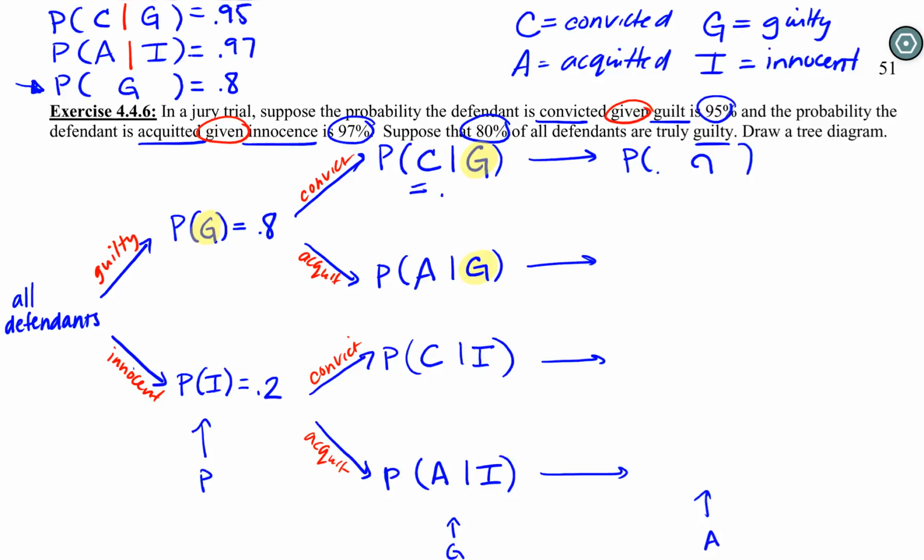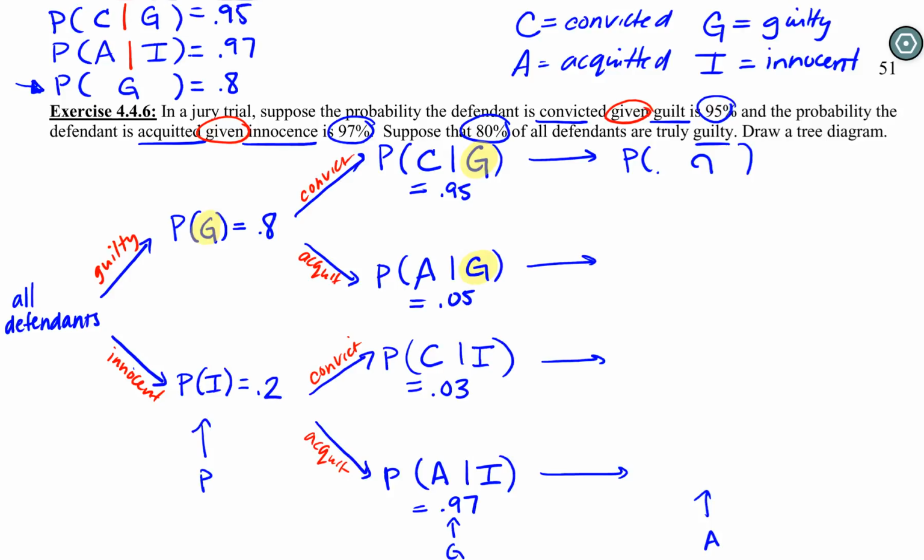Convicting a guilty person, we do that 95% of the time. Which means 5% of the time we acquit those guilty people, right? We let them go. Remember, all of these little branches will sum to 100, and that's how you're going to get all 6 of these probabilities to get the last 4. Convict given innocent we don't have, but we do have that we acquit 97% of the innocent people, which means that we convict incorrectly 3% of those innocent people.